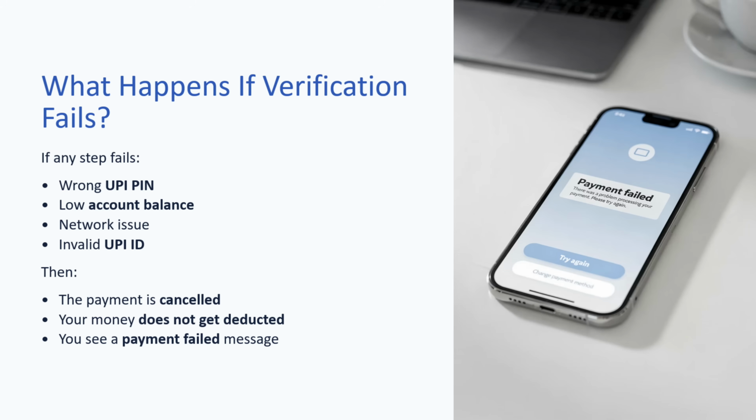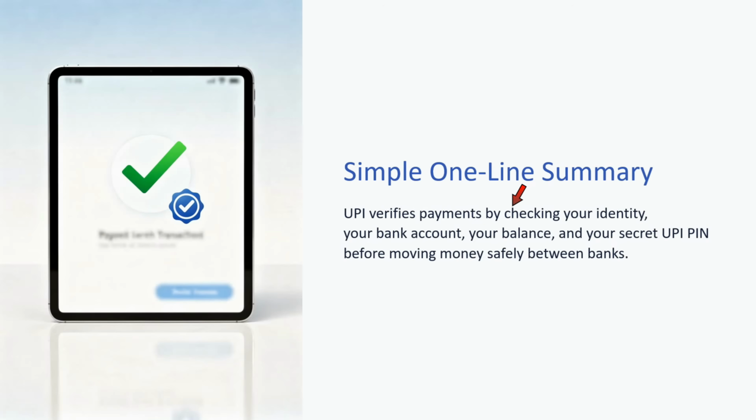Now we will see what happens if verification fails. If any step fails, like wrong UPI PIN, low account balance, network issue, or invalid UPI ID, then the payment is cancelled, your money does not get deducted, and you see a payment failed message. The summary is UPI verifies payments by checking your identity, your bank account, your balance, and your secret UPI PIN before moving money safely between banks.